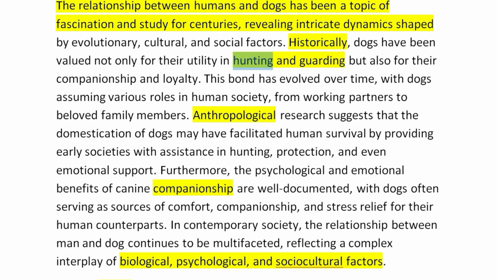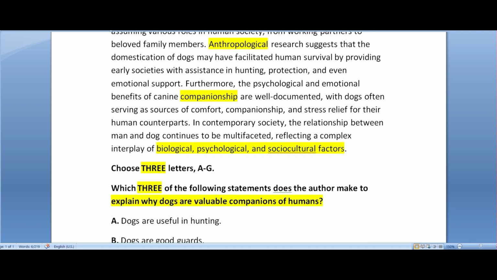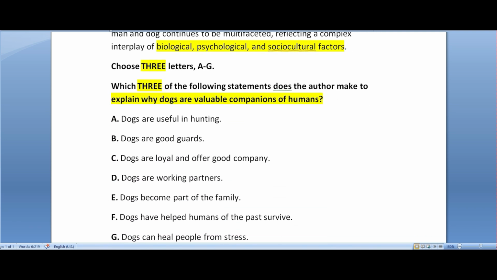It cannot be easily paraphrased. It could be good hunters or anything, but still you will be able to make it out. And guarding, but also for their companionship and loyalty. So these are all very good characteristics of dogs that could be potential reasons. So dogs are useful for hunting.